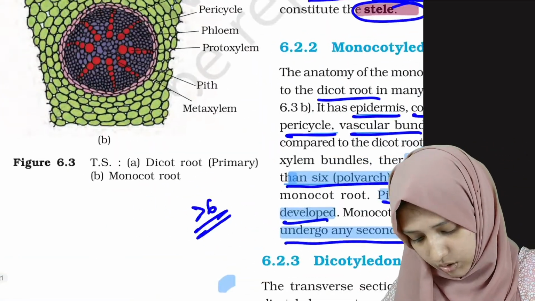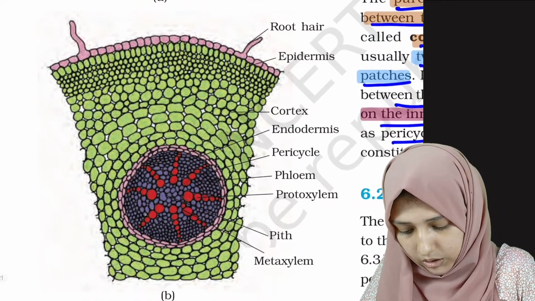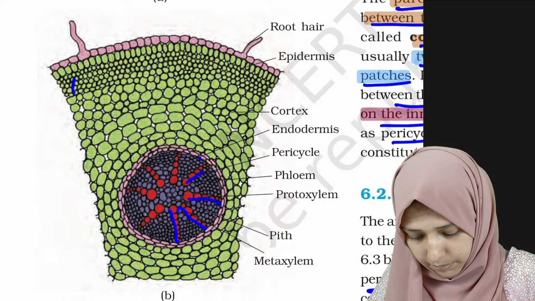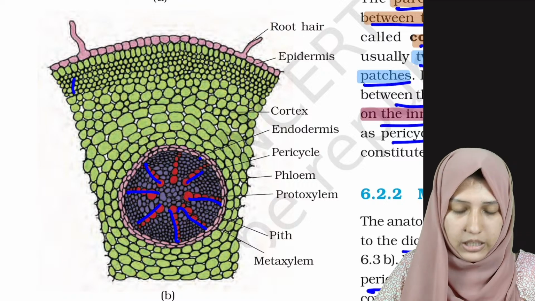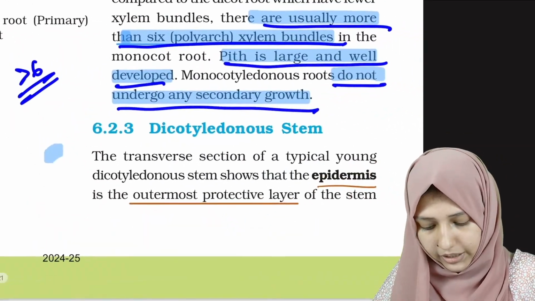Now going into dicot stem. Before that we will see the picture. It is again monocot root. The cortex, endodermis, phloem and xylem. There are more pairs of phloem and xylem bundles and the pith is large. Clear?